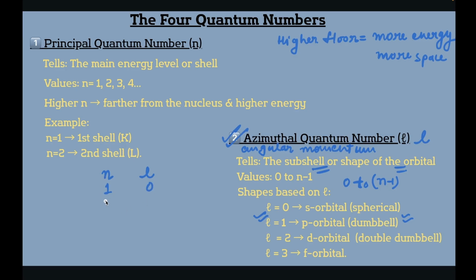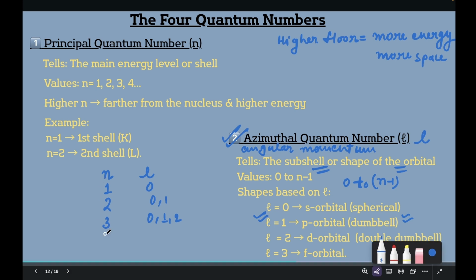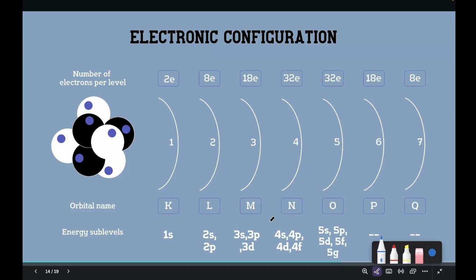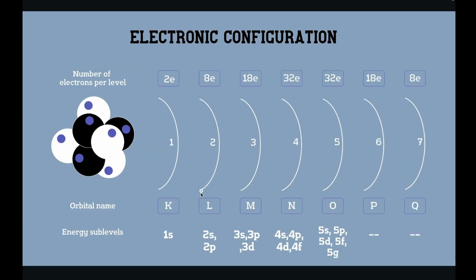If n is 2, then L will be 0, 1. If n is 3, the value of L is 0, 1, 2. If n is 4, then L will be 0, 1, 2, 3. Like here in this spec, I mentioned the energy levels or shells of an atom, which are named K, L, M, N, and so on.